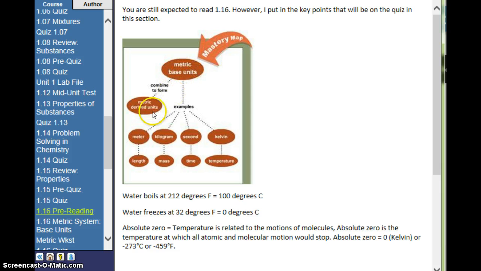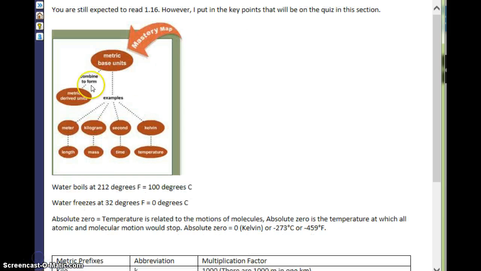Metric base units combine to form metric derived units. So for example, in the metric system, meters measure length, kilograms measure mass, seconds measure time, Kelvin measures temperature. You need to know this all year. So if you need to, go ahead and make yourself flashcards.